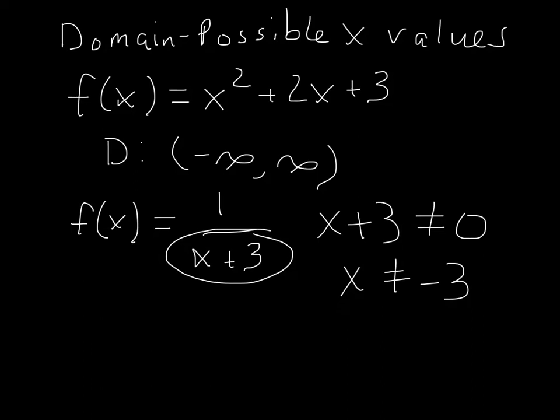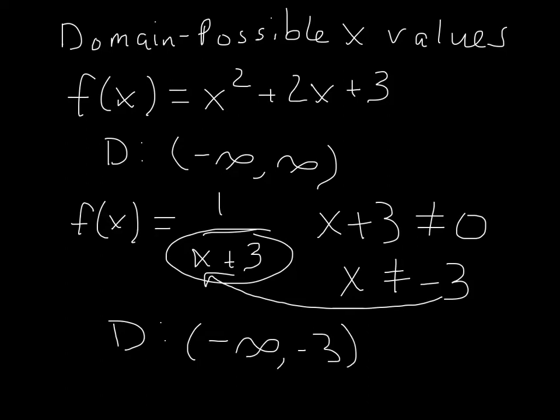Sometimes a domain will have more than one value that has to be eliminated. In this case, there's only one possible value. If I were to substitute negative 3 back in, I would have 1 divided by 0, which is not possible. So the domain of this function would be negative infinity to negative 3 union negative 3 to infinity.